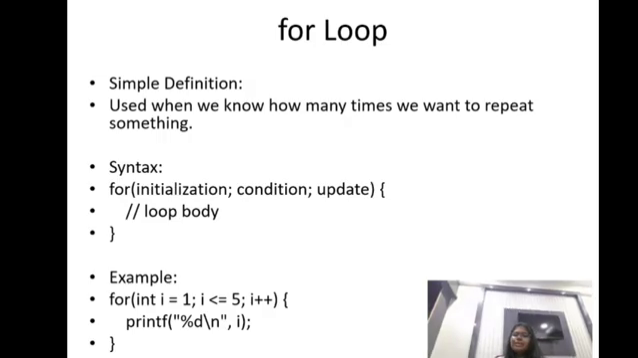For loop. A for loop is used when we know in advance how many times we want to execute something. It has three parts: initialization, condition, and updation, which is the basic structure of all looping statements. Here, in the example we have taken, i starts from 1, which is initialization. The loop continues while i is less than or equal to 5, which is the condition. After every iteration, i increases by 1, which is updation. Here in this example, the output will be 1 to 5.